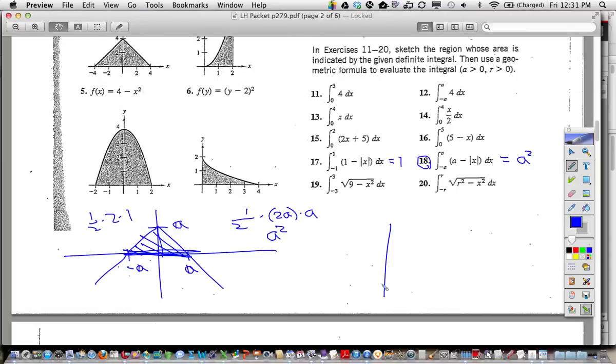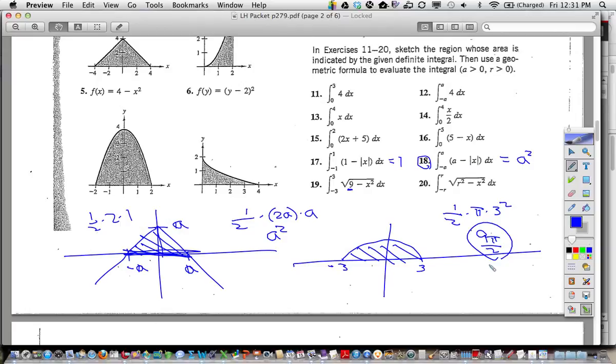All right. What's 19 look like? Half circle, radius of 3, centered at the origin. And then they also ask us for the integral from -3 to 3. So that's half of a circle. That's 1/2 pi r squared. So 1/2 pi times 3 squared. So that's 9 pi over 2.